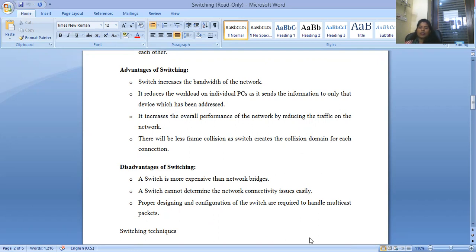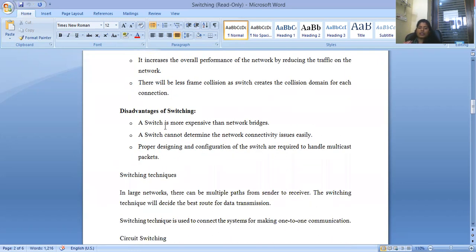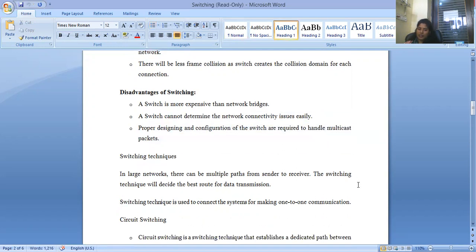Now, if you talk about the disadvantages of switching: switching is expensive in networks. A switch cannot determine network connectivity issues easily. Proper design and configuration of the switch are required to handle multicast packets.